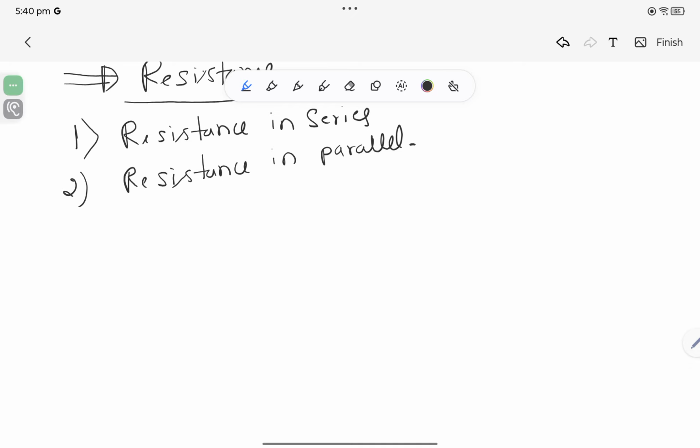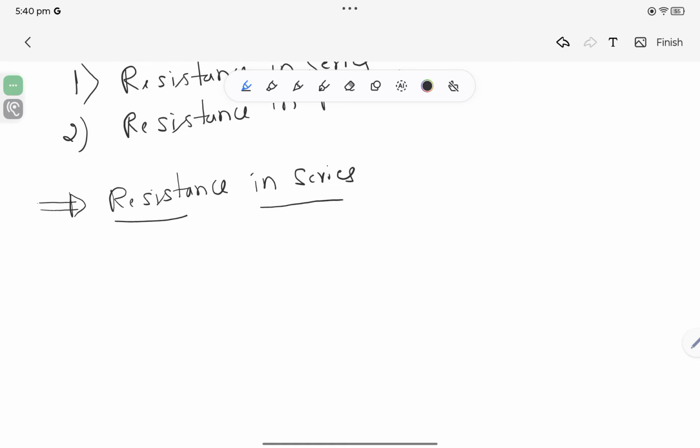Let us discuss what is happening in resistance in series. We will connect resistors in series. Carefully observe the circuit diagram. Battery.